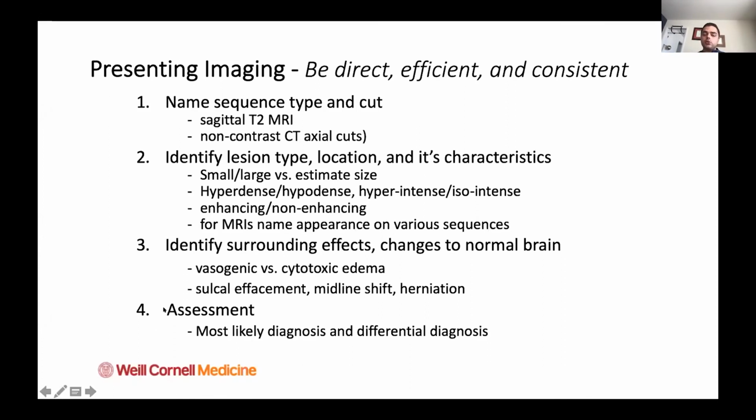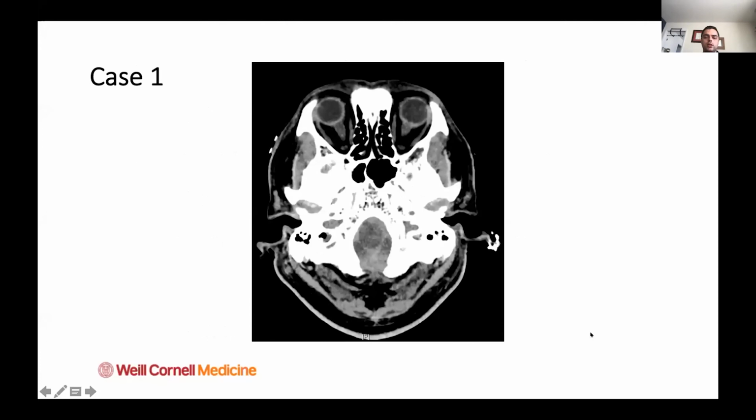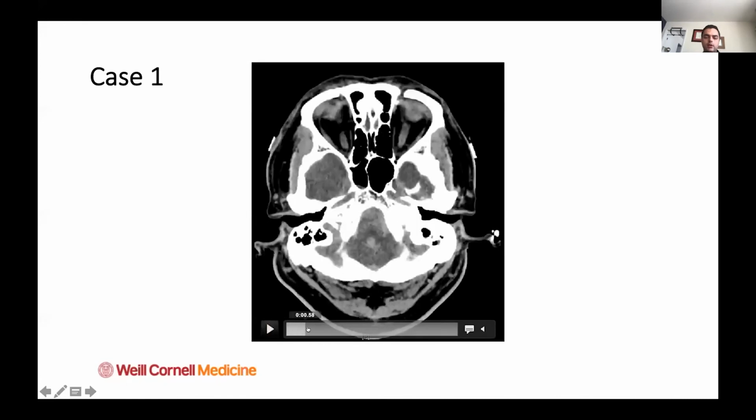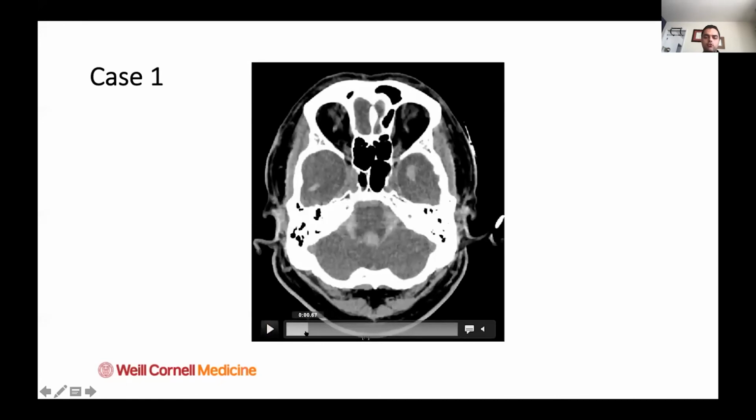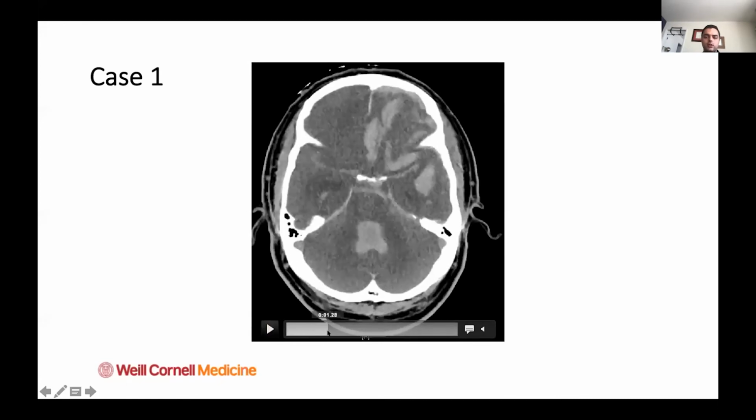And then finally, you put that all together and you give what you think the most likely diagnosis is and what you think the differential diagnosis is. And I guarantee you, if you do it this way every time, systematically, hitting on all these key points, it's really going to go a long way. So I'm going to just do a couple cases. One's a CT and one's an MRI. So I'm going to just scroll through here slowly so you all can take a look at it.